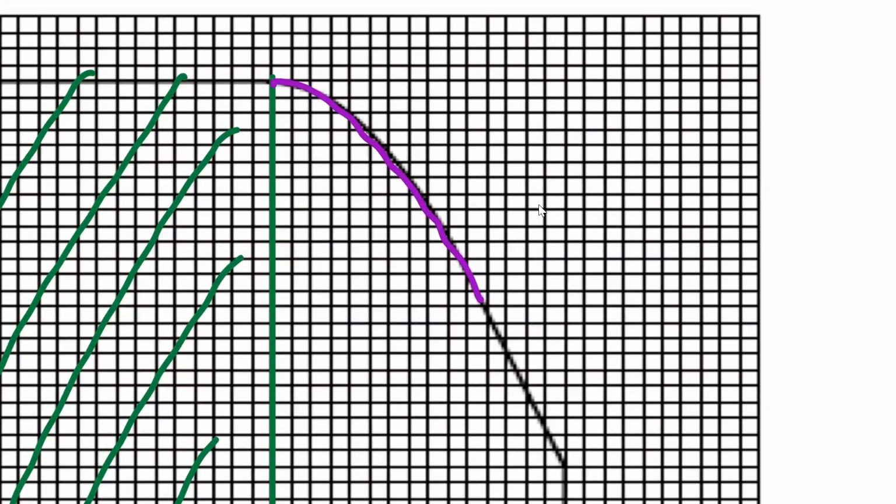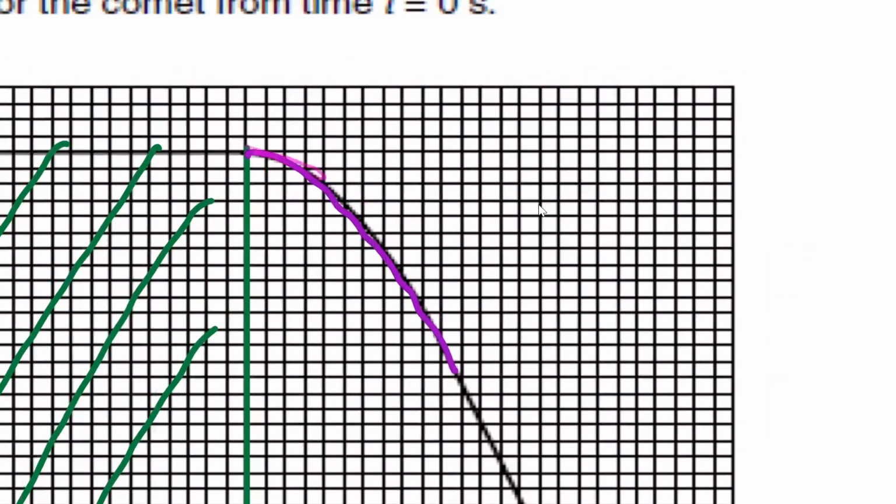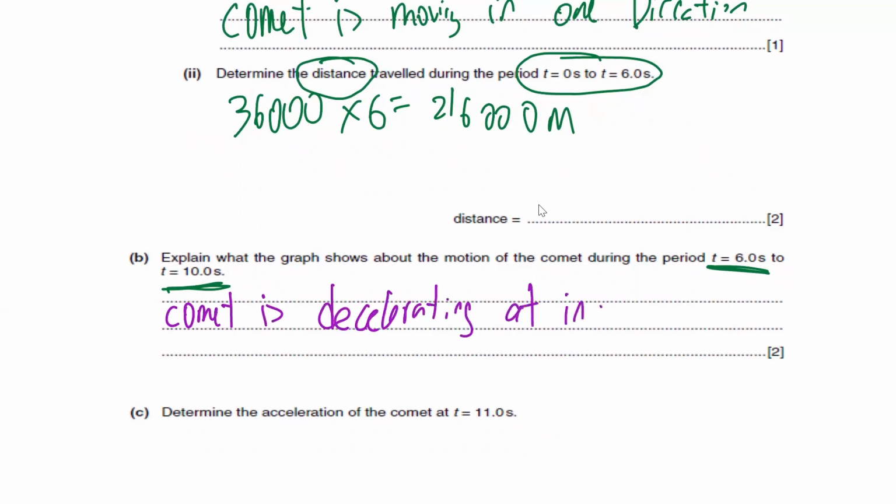Yes, curving, right. Guys, if you want to know whether it's increasing or decreasing acceleration, you need to ask yourself, is it becoming more steep or is it becoming less steep, right? If I look at this part here, initially it's like this, and then right now it's like this. It's becoming more steep. So it's increasing deceleration. The gradient is increasing. Okay, which is what you're supposed to write: comet is decelerating at increasing rate.